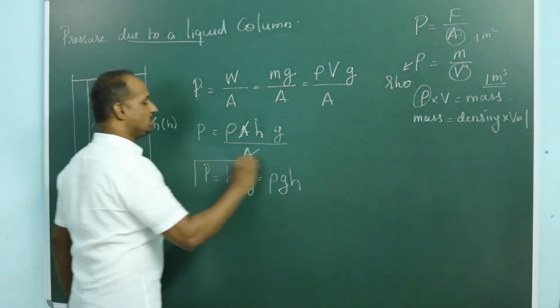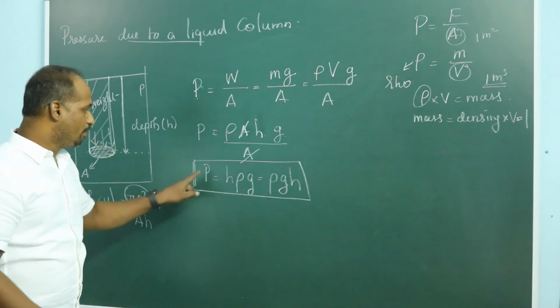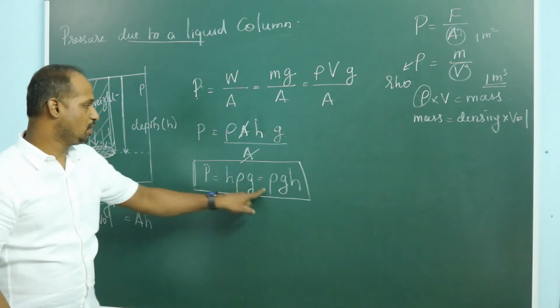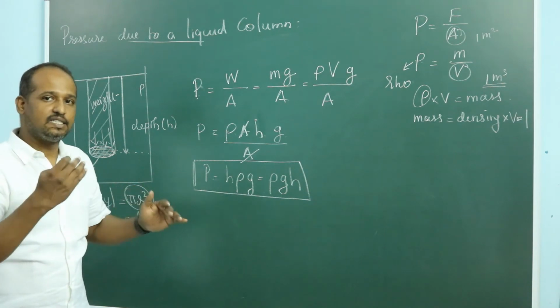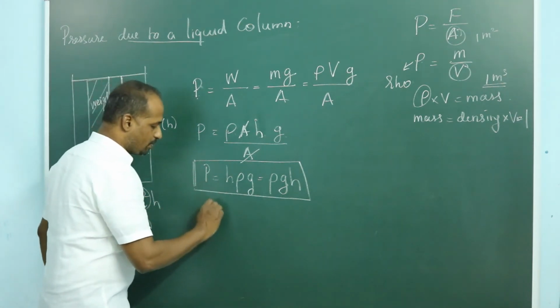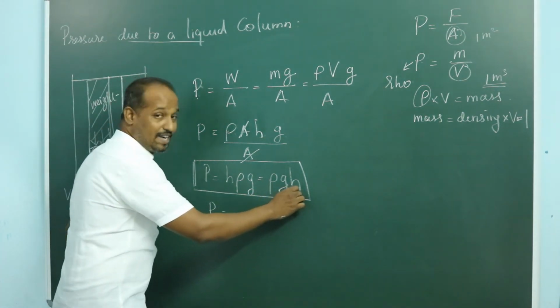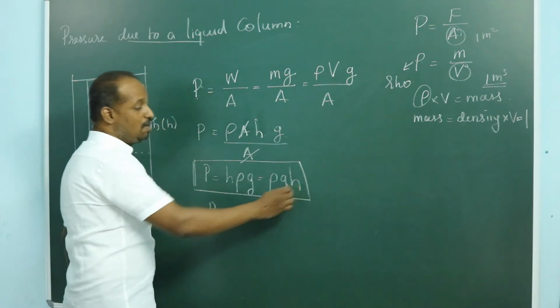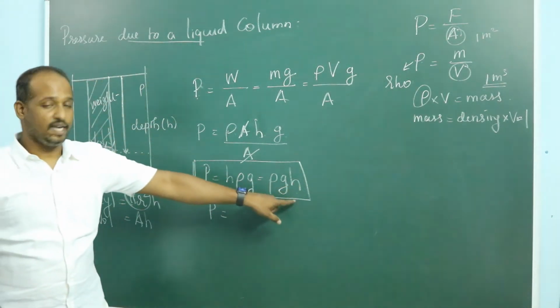It has got lots of implications. We'll be talking about it in the subsequent video. But here you see that pressure is rho g h. Whether it agrees according to the units, we'll see. Pressure is density, gravity, height or depth. Here we should call it depth. So pressure due to a liquid column is rho g h.